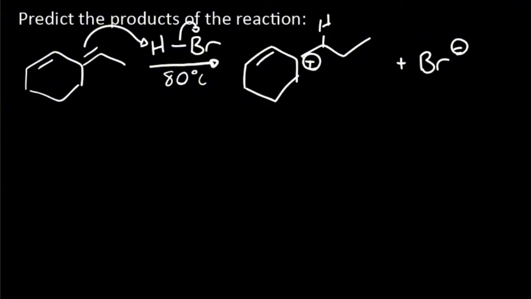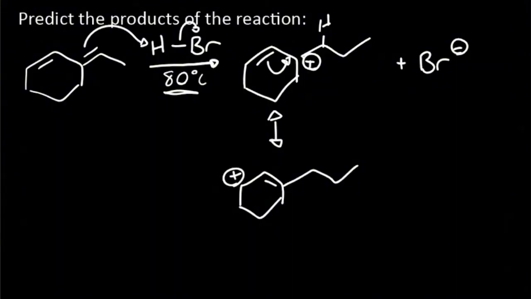Now, one thing to notice, though, is that we are at 80 degrees Celsius. And that's important because this intermediate actually has two resonance forms. So I'm going to draw the second one out. In the second resonance form, we're going to have this double bond flip over here and a carbocation there. So that means that this bromide ion could actually attack at either position. He could attack at this carbocation or this one. So which one is he going to attack at? Well, since we are at high temperatures, we are going to form the most thermodynamically stable product.